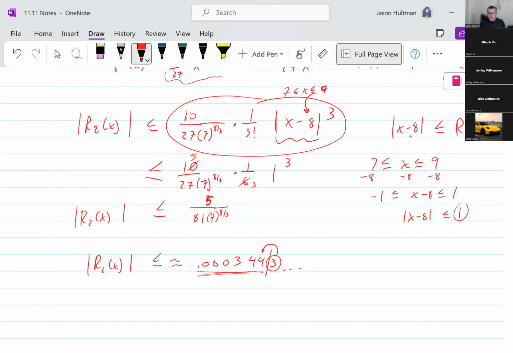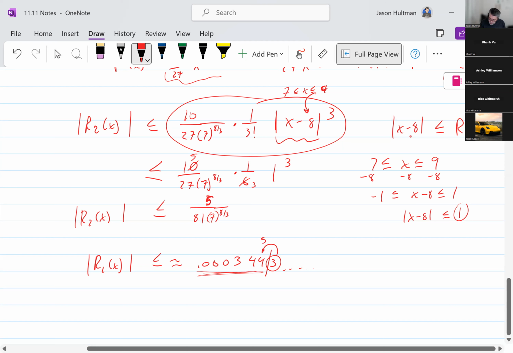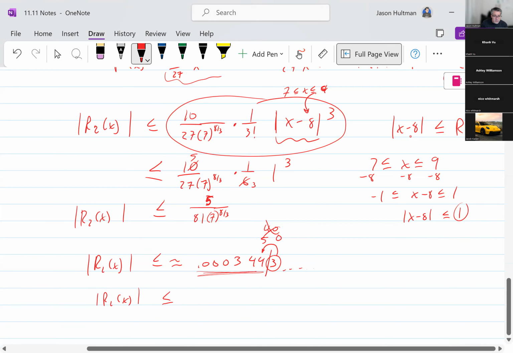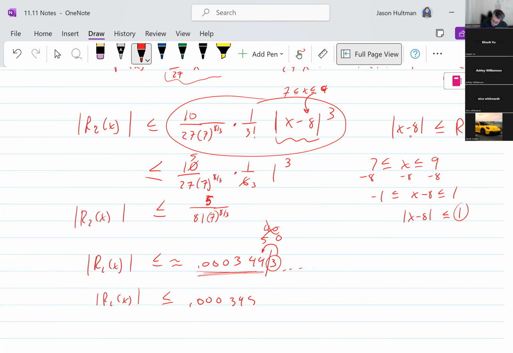Like 50 is bigger than 43, but 40 is not bigger than 43. Hopefully that makes sense. So we can have 50 because that's an upper bound, right? 50 is bigger, so that's our upper bound. And so we can round to this and say R2 of x is less than or equal to 0.000345.